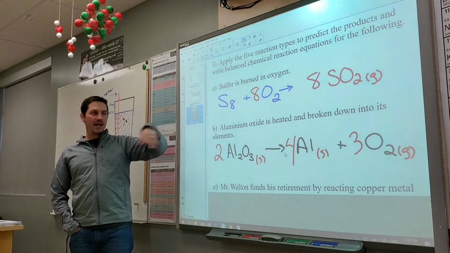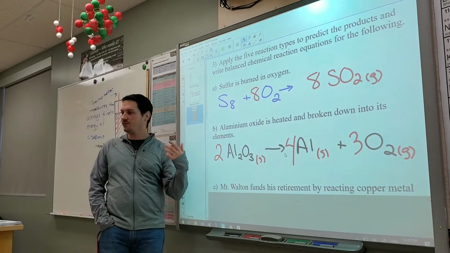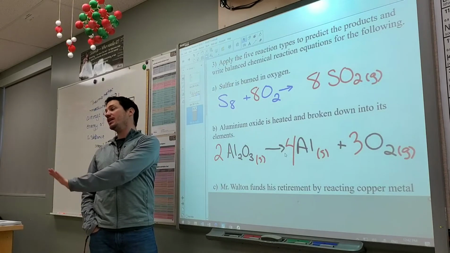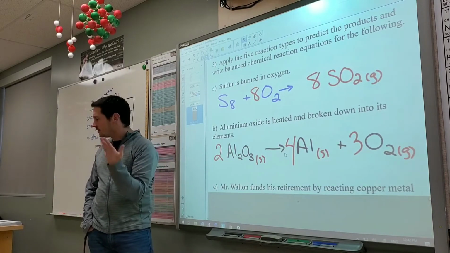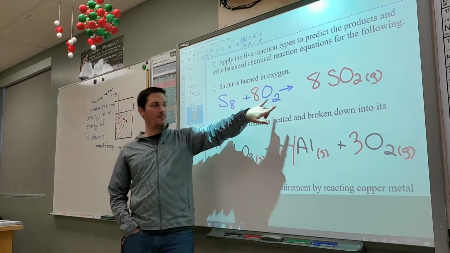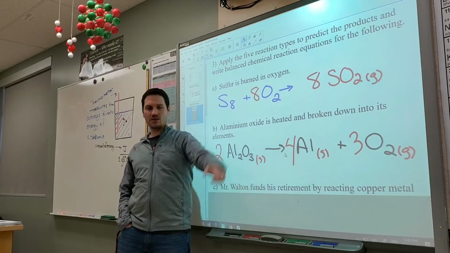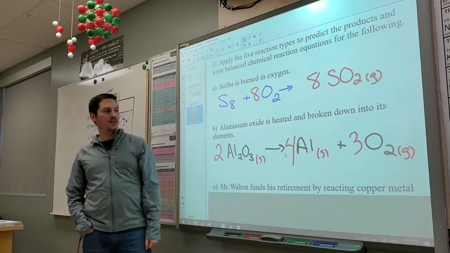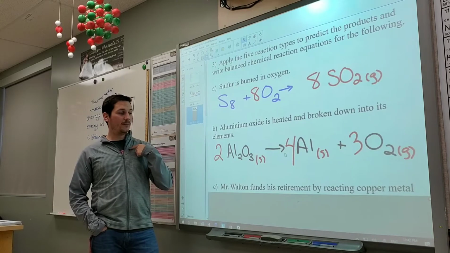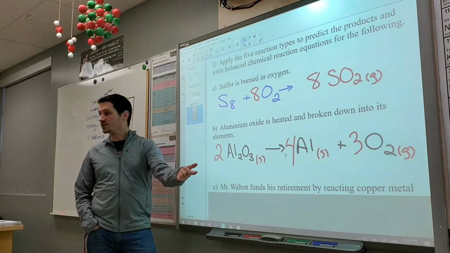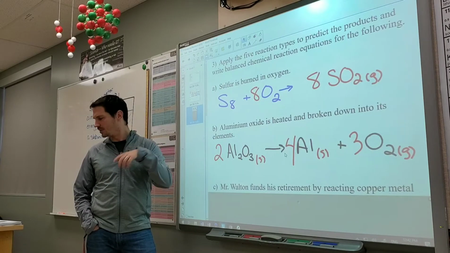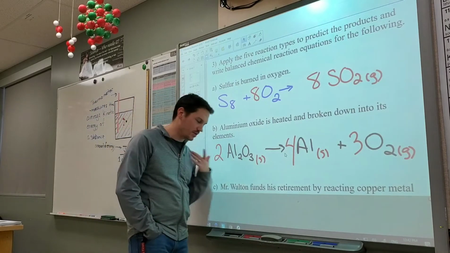So we did A all together, right? Fairly straightforward. Sulfur is burning oxygen, so it's not a combustion reaction, even though it's got elements of a combustion reaction in it. But this is a formation reaction. Element and element makes a compound. Then aluminium oxide is heated and broken down into its elements. What we did is we did the skeleton equation, right? And I asked you to balance it, correct? Yeah, but then I didn't remind you to balance it at the end, so that's fine.